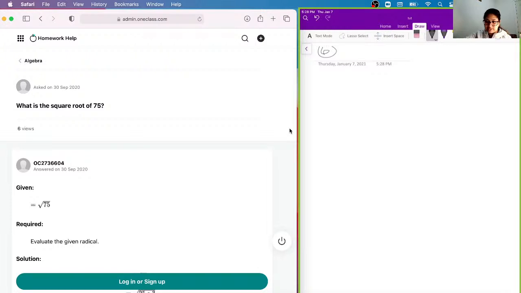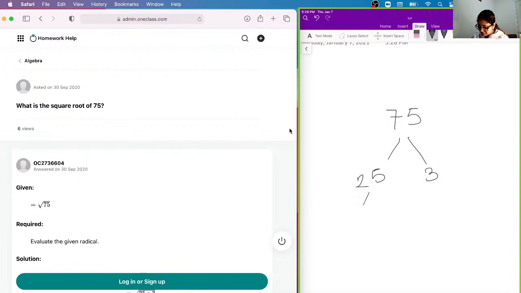Okay, so our next question says, what is the square root of 75? Okay, so square root of 75. So let's try to break the number 75 down by figuring out its common multiples. And so if you break down 75 by 25, we have 25 and 3. And further break down 25 and you get 5.